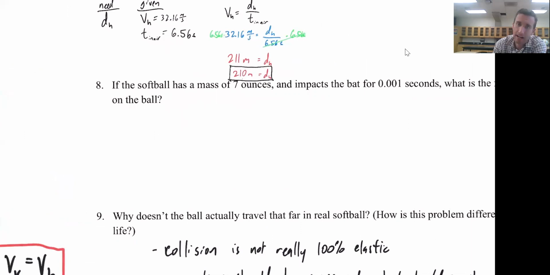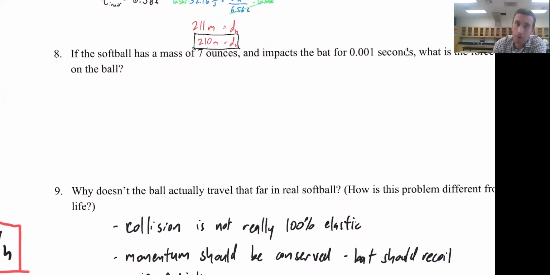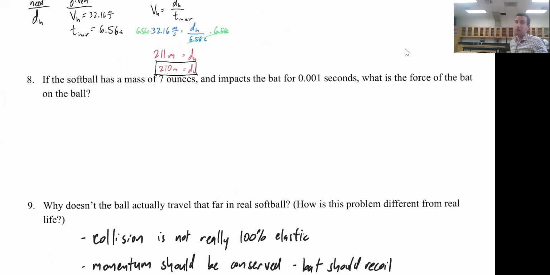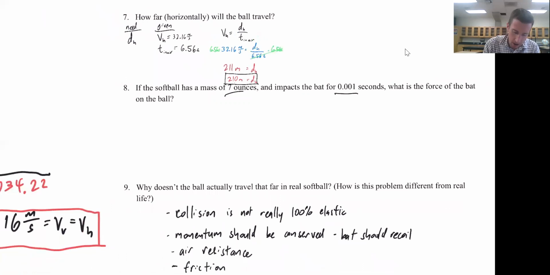All right, and then finally, number 8 is our most challenging question, in my opinion. It's also a really interesting one. If the softball has a mass of 7 ounces and impacts the bat for 0.001 of a second, what is the force of the bat on the ball? So now I need force, and specifically it's the force of an impact, right? It's a connection. So force of impact.